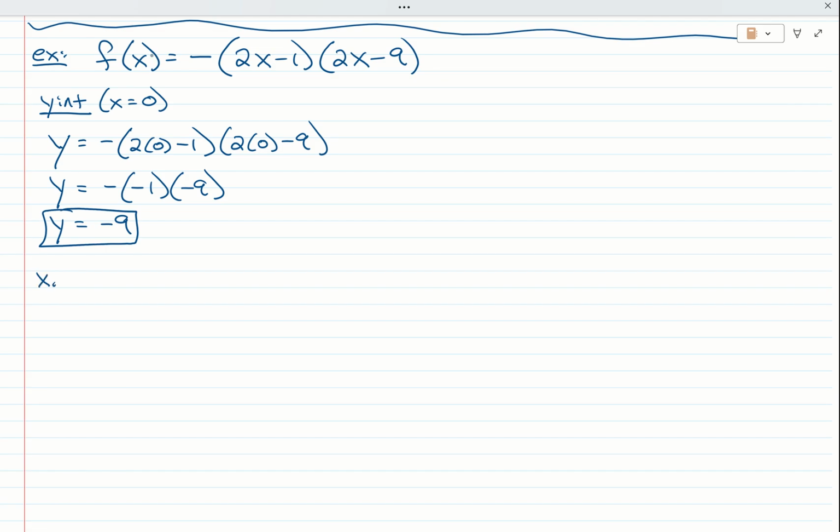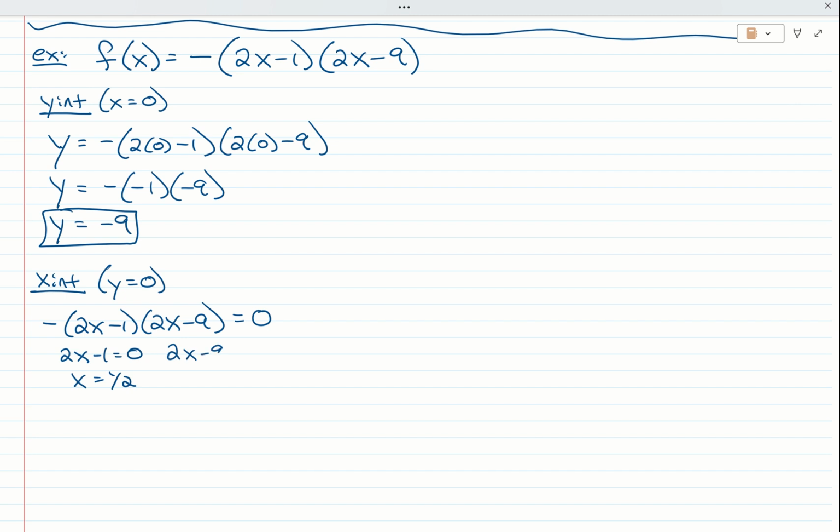In order to get the x-intercept, we put 0 in for y. Factor, quadratic formula, this is already factored. So we just have negative (2x minus 1)(2x minus 9) is equal to 0. Set the factors equal to 0. 2x minus 1 is 0, so x is 1/2. 2x minus 9 is 0, so x is 9/2. 9/2 is the same thing as 4.5.